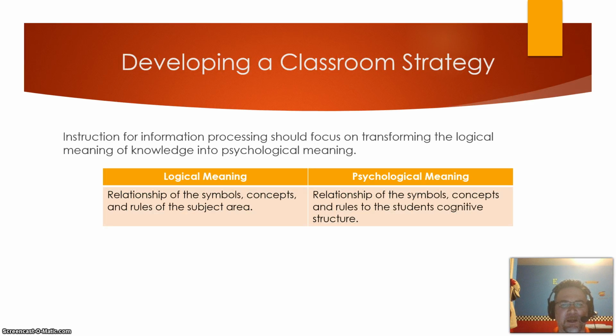Developing a classroom strategy. Instruction for information processing should focus on transforming the logical meaning of knowledge into psychological meaning. The definition of logical meaning is the relationship of the symbols, concepts, and rules of the subject area, and psychological meaning is defined as the relationship of the symbols, concepts, and rules to the student's cognitive structure.